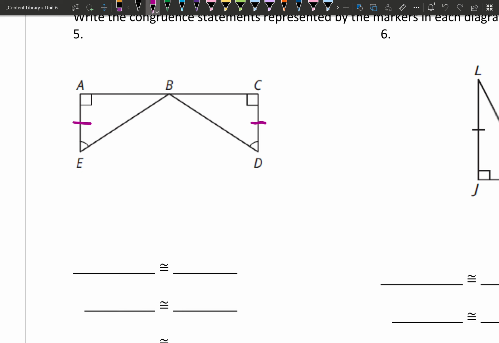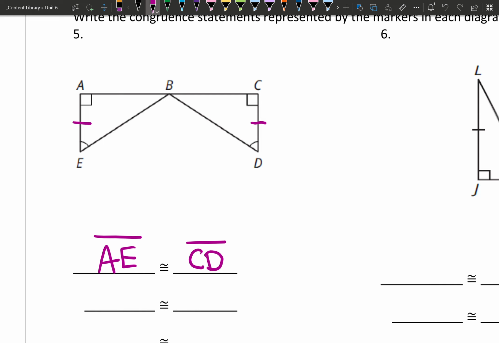On the left triangle, that side is called AE. You could have also called it EA, as long as it has both of those letters. On the right triangle, the side that holds my tick mark is side CD, or you could have called it DC. When you're writing these, don't forget to use the little hat on top.